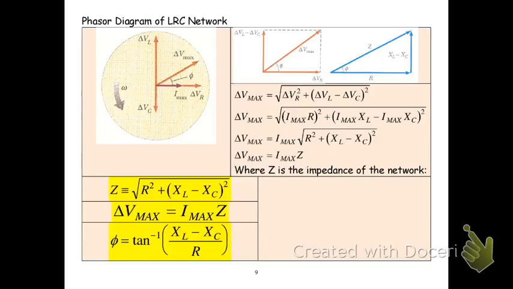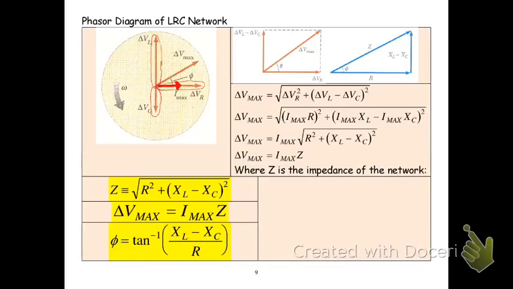But this is clear. What this says is the current through all these components is the same. When the current is big in one, it's big in the others. When it's none in one, it's none in the others. When it's minus in one, it's minus in the others. That's the link. We learned that your inductor voltage is 90 degrees ahead, your capacitor voltage is 90 degrees behind, and your resistor voltage is in phase.